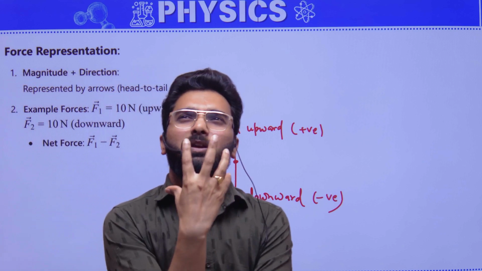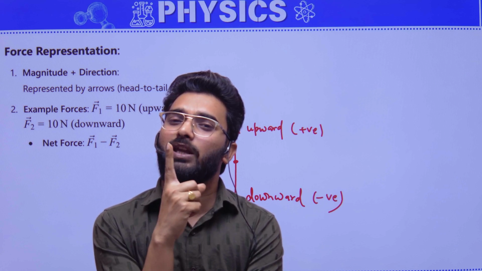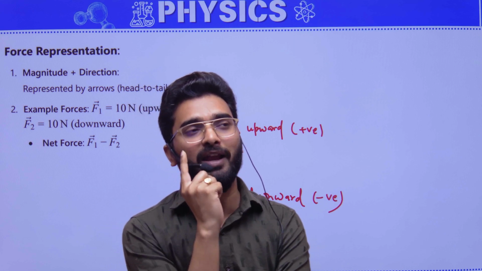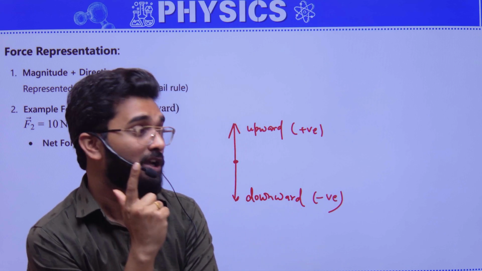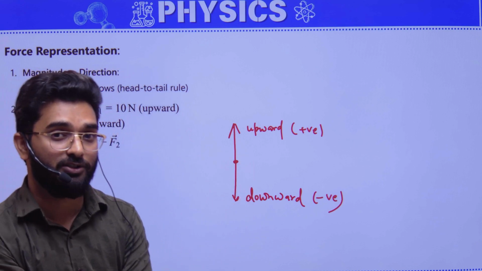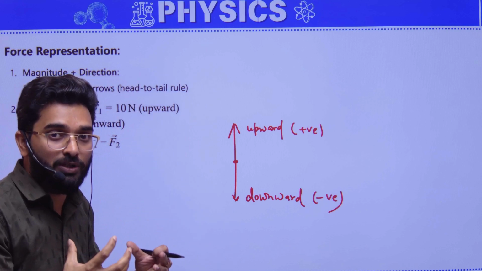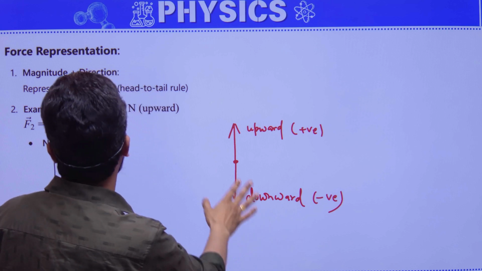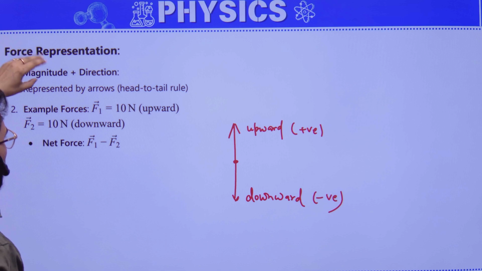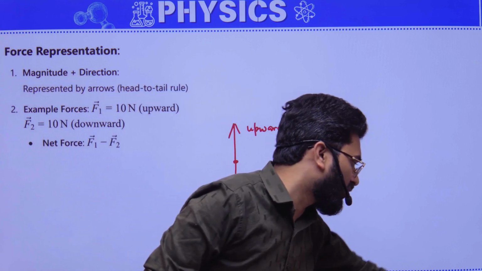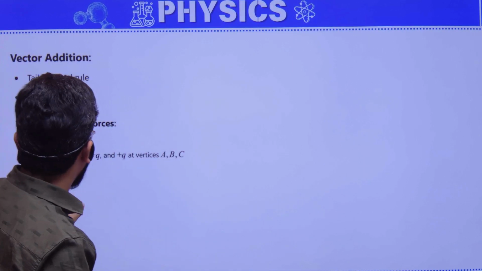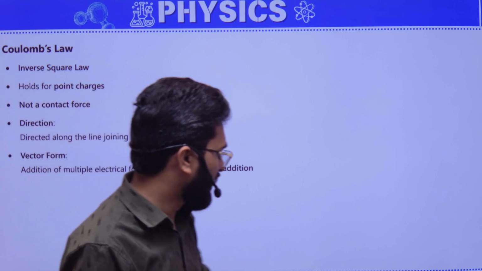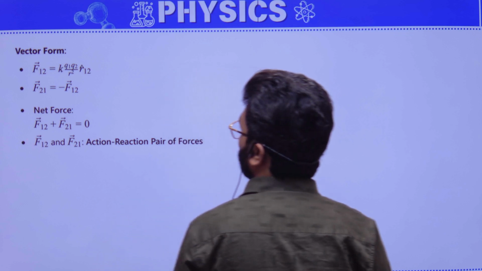Then when we say -5 Newton, I'm not saying upward or downward, but you will understand that sir is talking about -5 Newton. That means minus represents the downward direction. When we say 10 Newton, without saying anything, you will understand this is the upward direction. So this is the magic of physics with vectors: any vector is represented by magnitude as well as direction. Very simple. I already told you about vector addition, and I will describe the examples in the next slide, and I already discussed Coulomb's law and vector form representation.